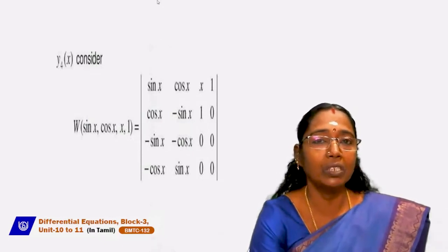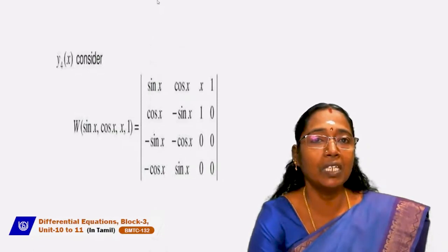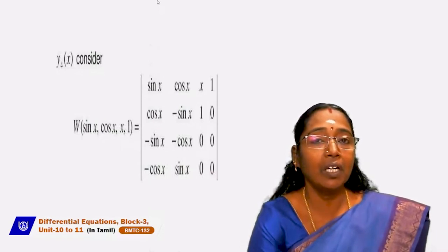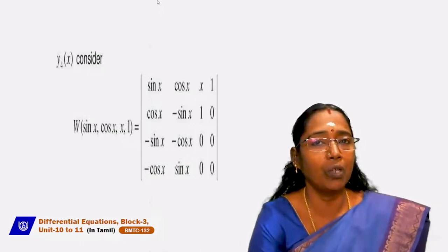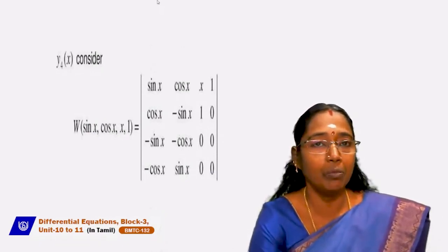What do you mean by a Wronskian? You find a determinant of the given functions. The first row will be the given functions, the second row the first derivative, the third row the second derivative, and the fourth row the third derivative. If you have four functions, you go up to the third derivative. If you have two functions, you obtain one derivative. If you have three functions, you create a 3 by 3 matrix.